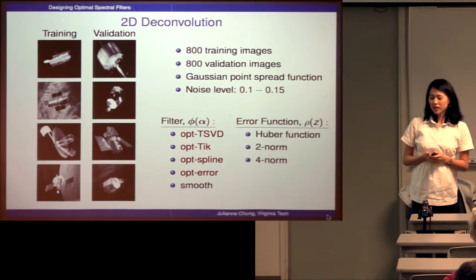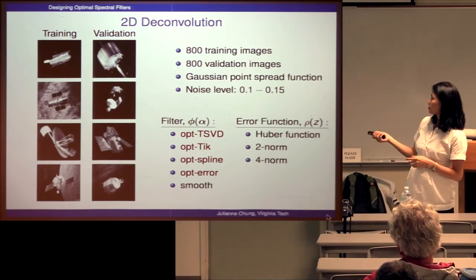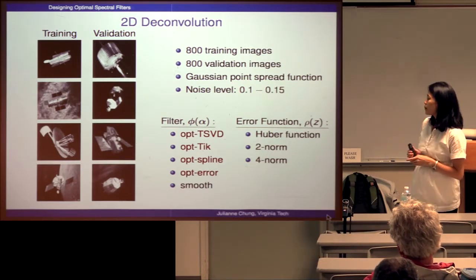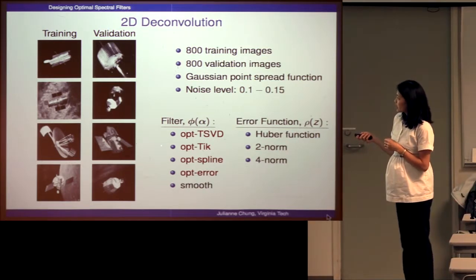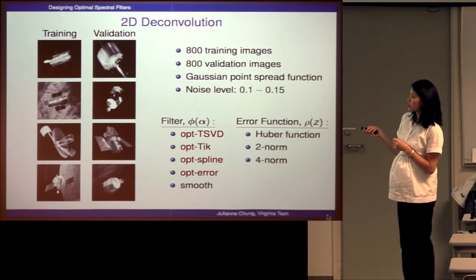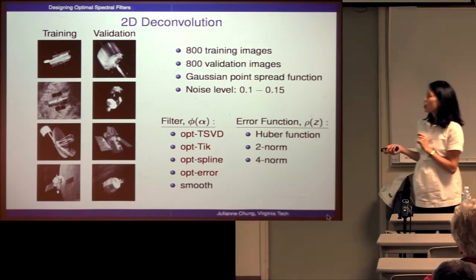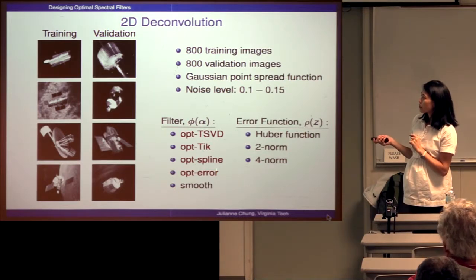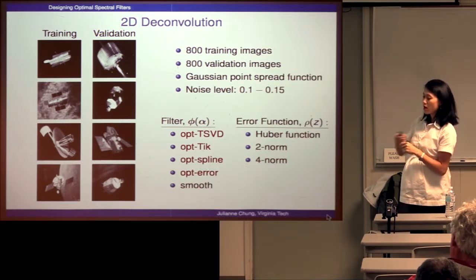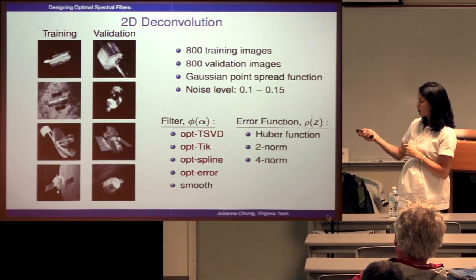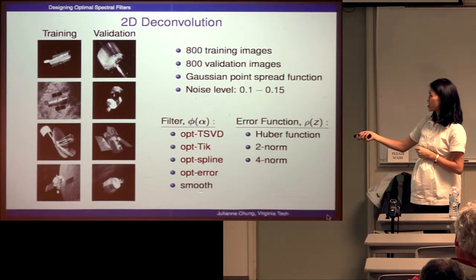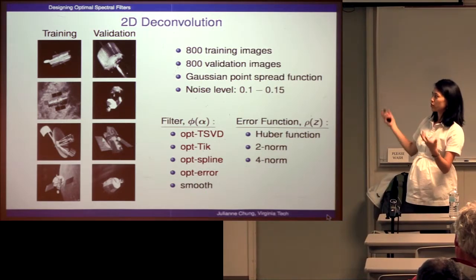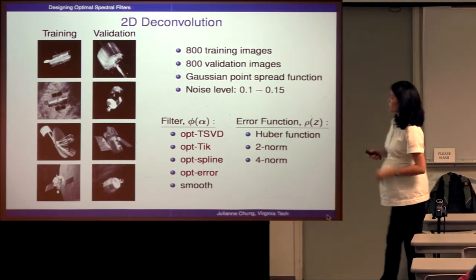We blurred everything with a Gaussian point spread function. We chose noise levels between 0.1 and 0.15, and we compared different things. In this case, we looked at an optimal TSVD filter, an optimal Tikhonov filter. So both of these rely on one regularization parameter. We looked at an optimal spline and an optimal error filter. So both of these require more unknowns, but all of them use training data. I'm not going to talk about the smooth one. It's essentially assuming that your filter factor should be smooth, but I won't go into the details of that.